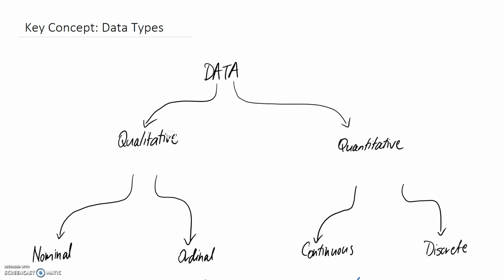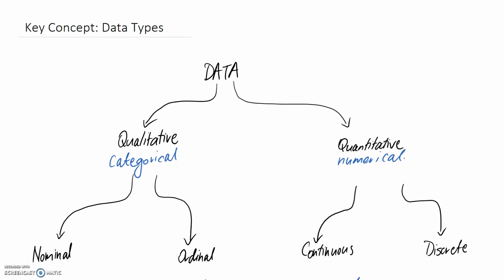So qualitative data comes from the word quality, and this is something that we usually measure with categories, which makes it a categorical type of data. And when I say categories, it could be words that describe the categories, or sometimes even numbers or rankings. When we talk about quantitative data, this comes from the word quantity, and this is something that we usually measure with numbers. So this is numerical data.